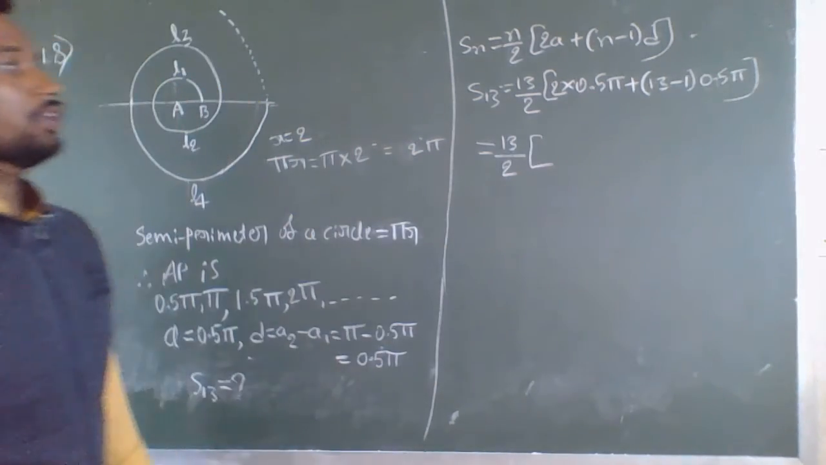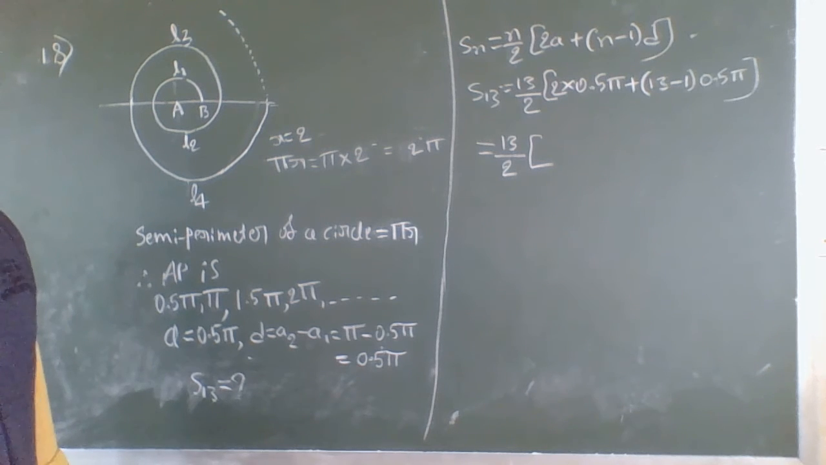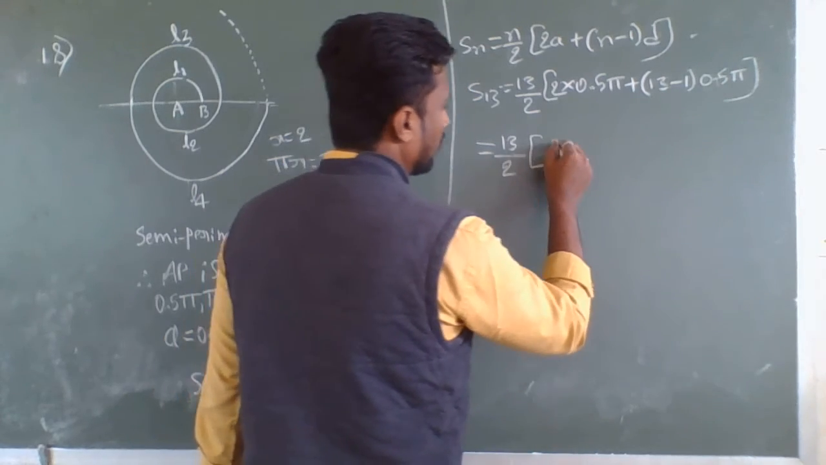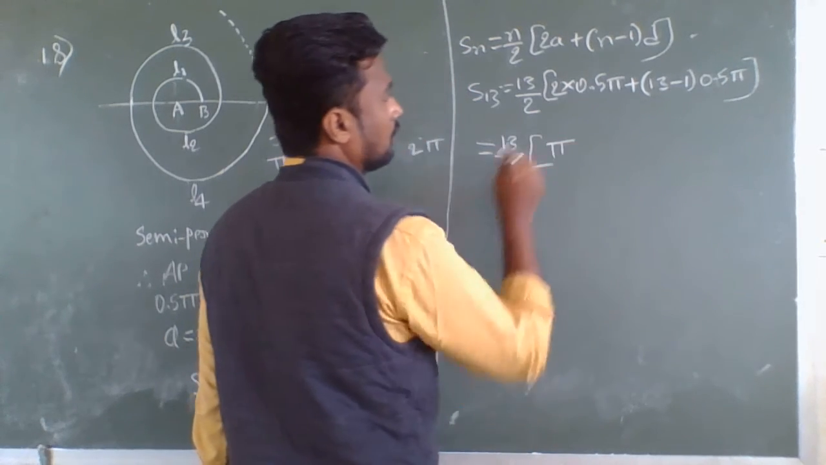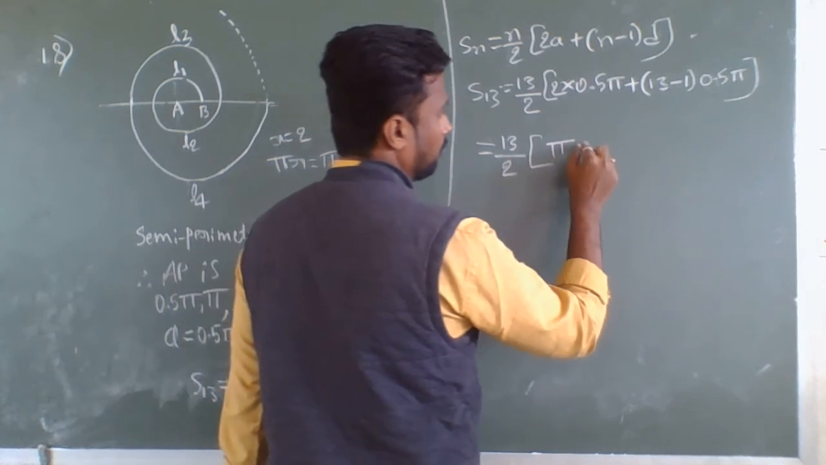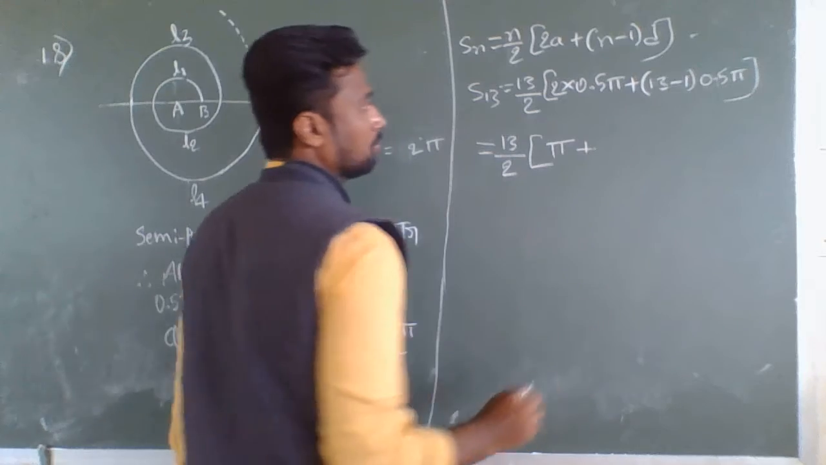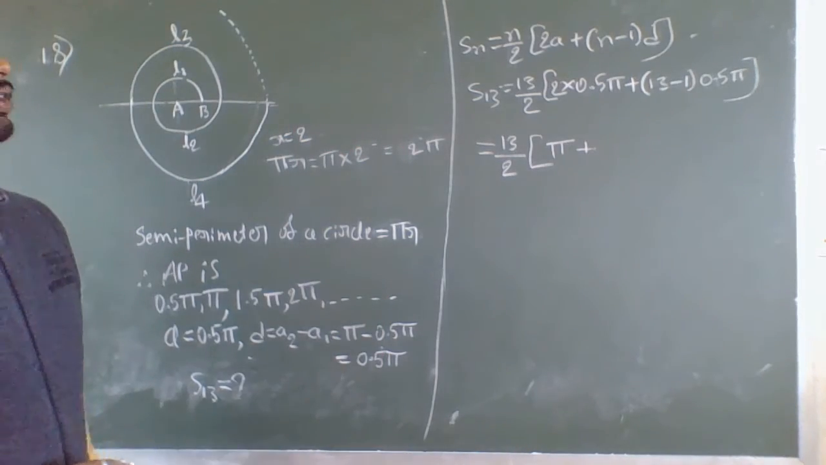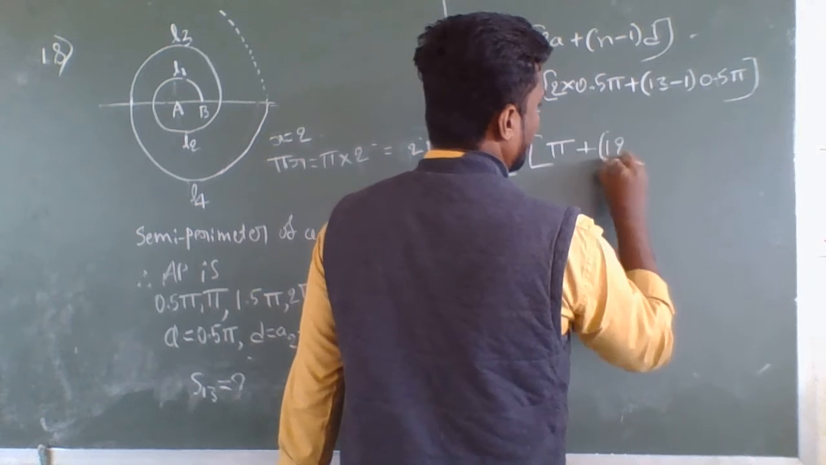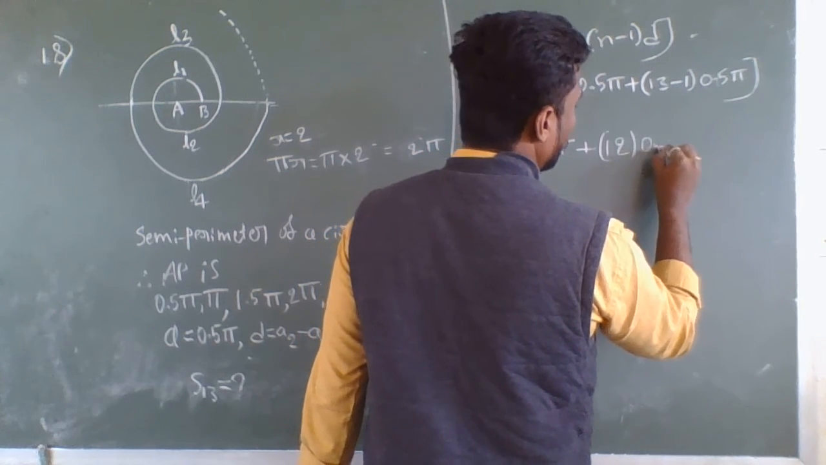2 into 0.5 pi means 2 into 0.5. What is the answer? 2 into 0.5 means we will get 1. 1 pi means I will write 5 only, that is 1 pi. 13 minus 1 means 12. So 12 into 0.5 pi.